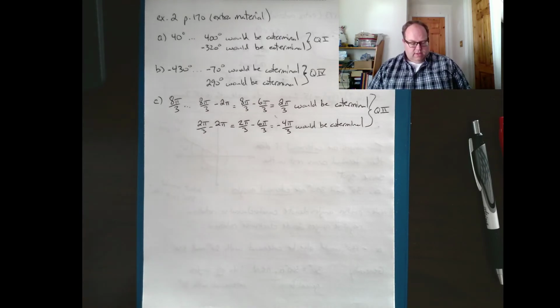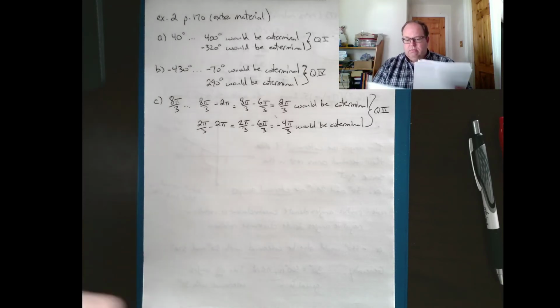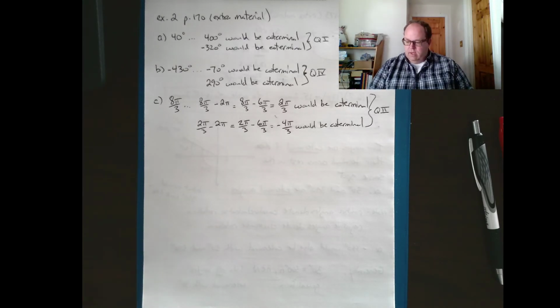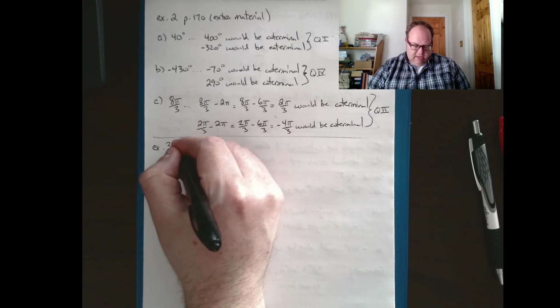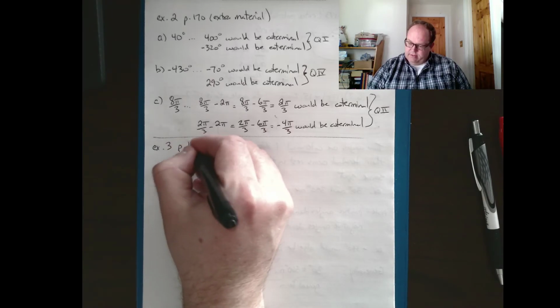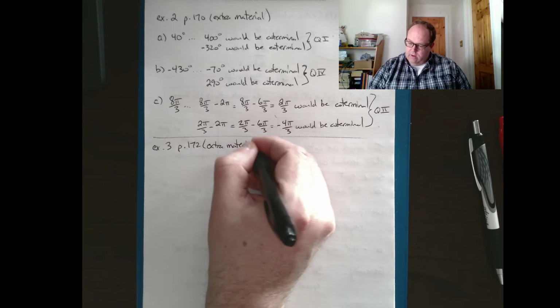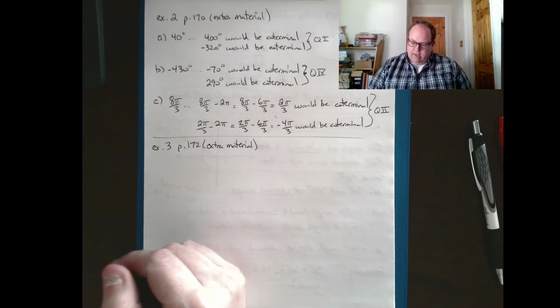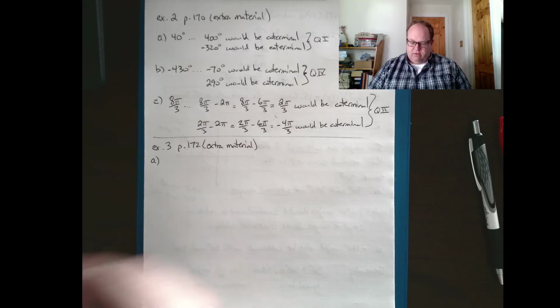One more example I wanted to look at, and that shows more of the general form. This is from the extra material, example 3, on page 172 of the extra material. In part A, we're asked to express the angles coterminal with 110 degrees in general form and identify coterminal angles that lie between negative 720 degrees and positive 720 degrees.